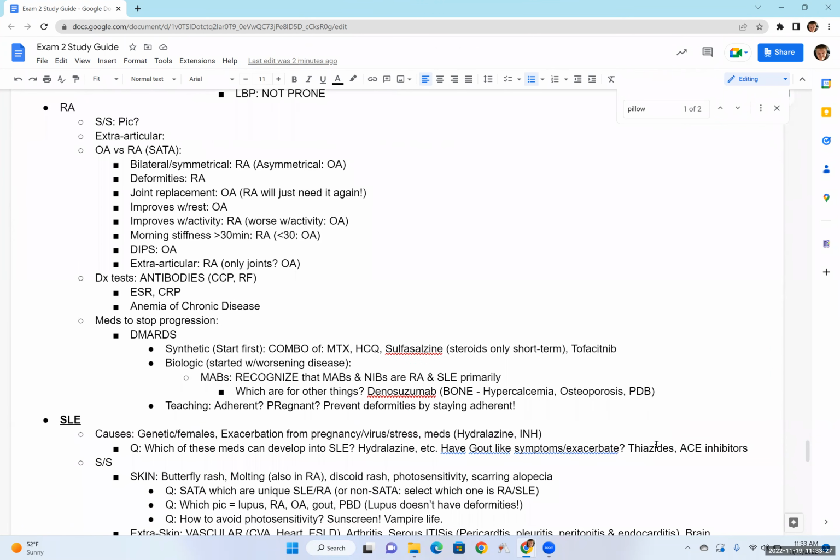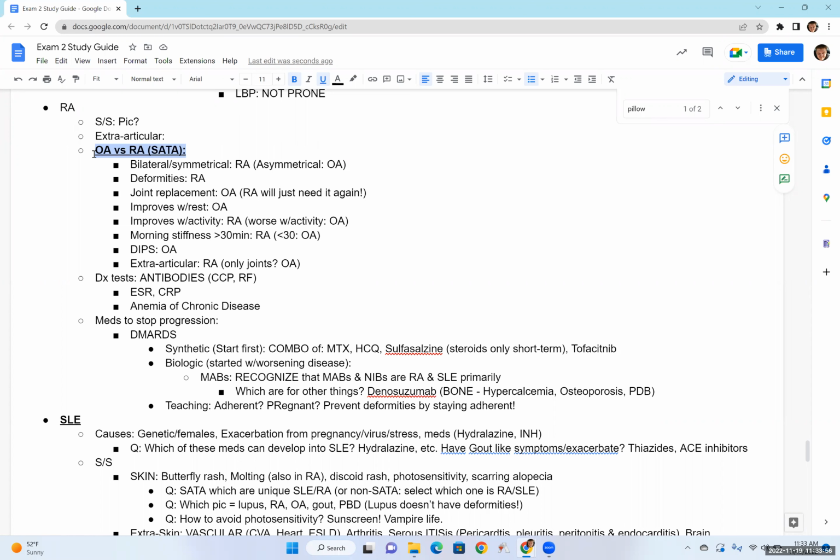RA and lupus get a little fancy because you have white blood cells and the inflammatory system at work. But definitely differentiate OA versus RA. I guarantee it will probably be on your NCLEX as well. It's a very easy question to ask. Which one is symmetrical and asymmetrical? Which one is extra-articular and articular only? Which one gets better with movement? Which one does not get better with movement?